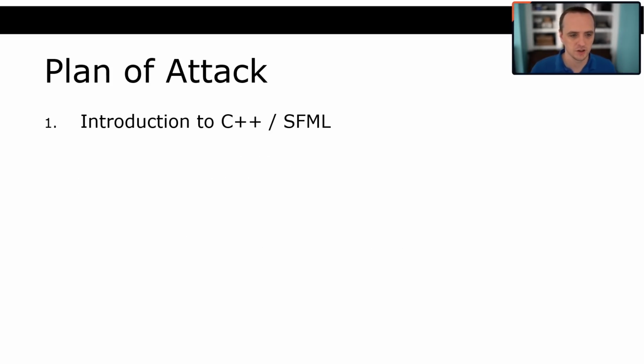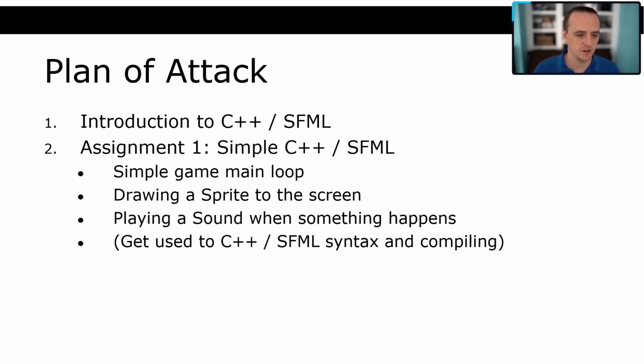How is it going to work? First, we're going to introduce C++ and SFML starting next lecture. Then, assignment 1 is going to be a very simple C++ and SFML get-used-to-the-system sort of thing. So a very simple main game loop. We're going to draw a sprite to the screen. We might play a sound when something happens.